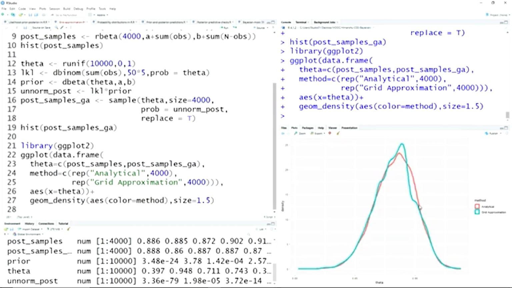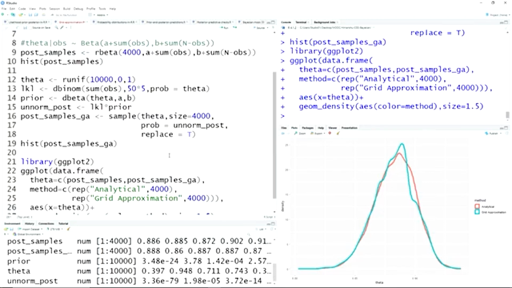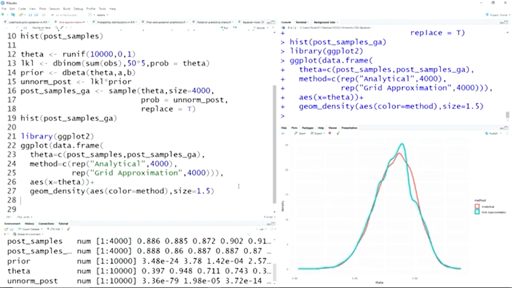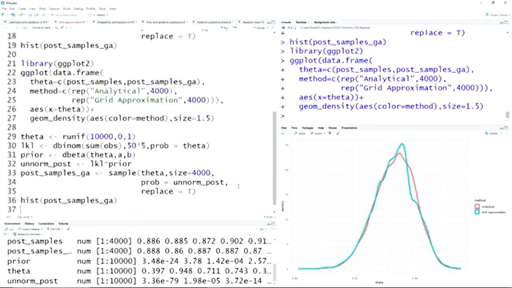So the red one is samples from the analytical posterior density, and the blue one is from grid approximation, right? So let us also now draw samples using importance sampling. Let me choose an importance density in this way. This is my importance density, a beta distribution, and I'm going to generate 10,000 proposals from a beta density with parameters, let's say, 9 and 1.